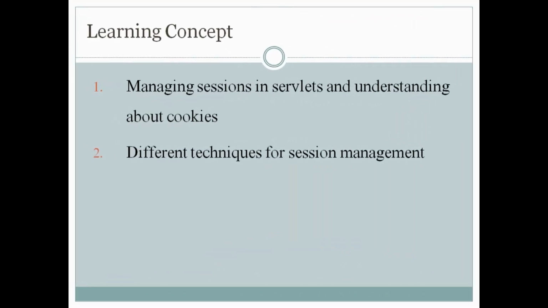So today we are going to learn a new concept. In earlier classes I gave information about what a servlet is, what the life cycle of a servlet is, and how servlets work. Now today we will learn another concept, that is managing sessions in servlets and understanding cookies, okay, and different techniques for session management.